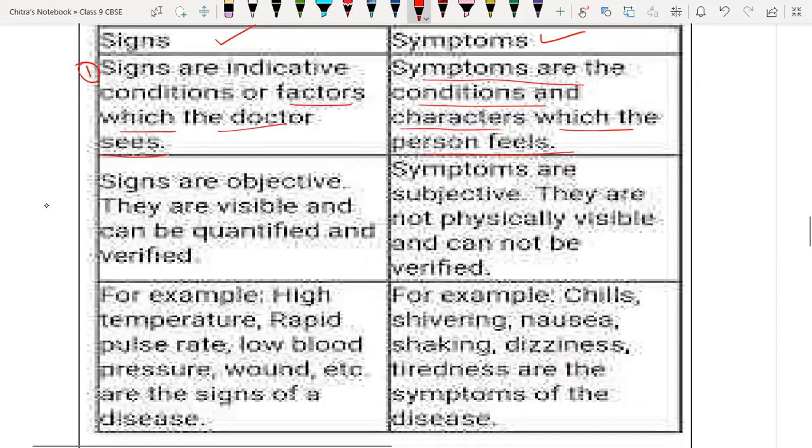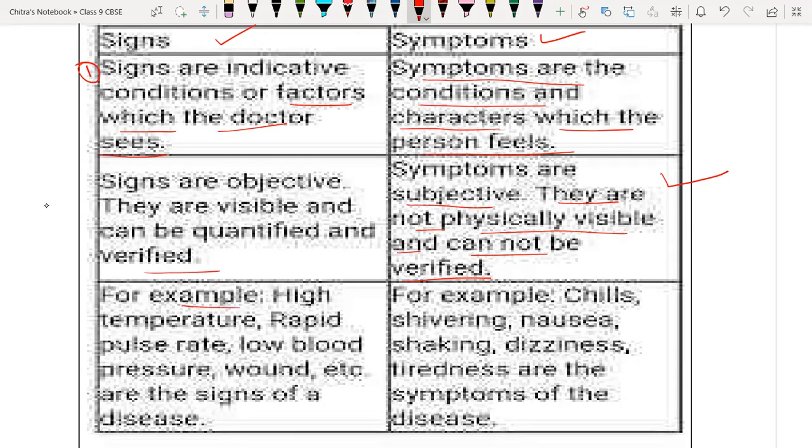Signs are objective, they are visible and can be quantified and verified easily by another person. Whereas symptoms are subjective. They are not physically visible and cannot be verified. Only the person can identify and feel that. Like headache can be felt by the patient only, not by the doctor or another person. Like stomach ache also, body pain also.